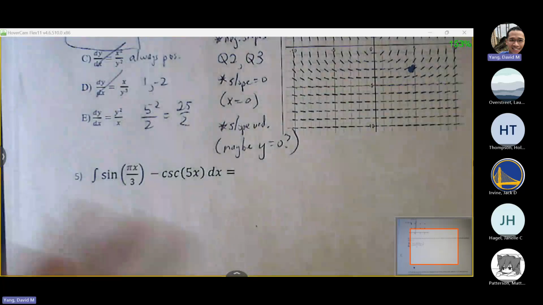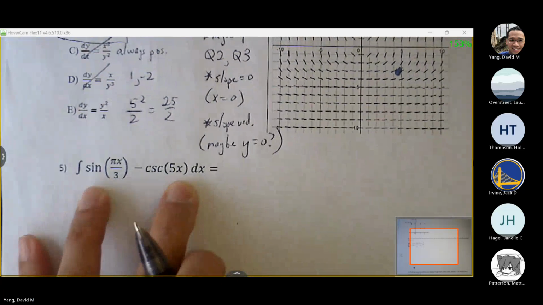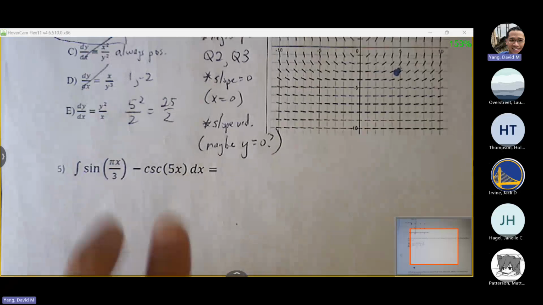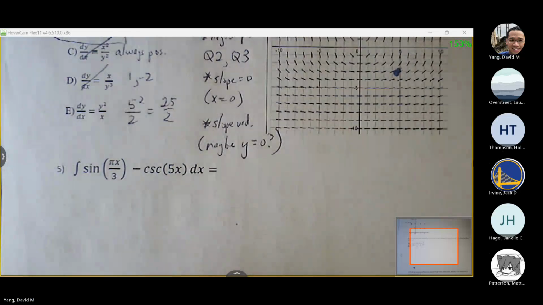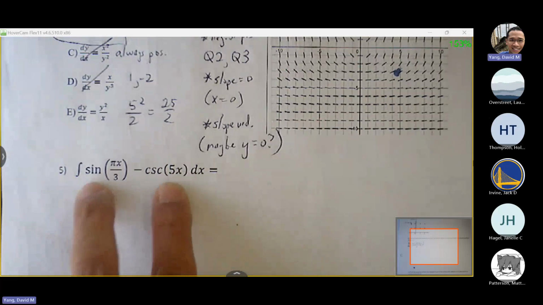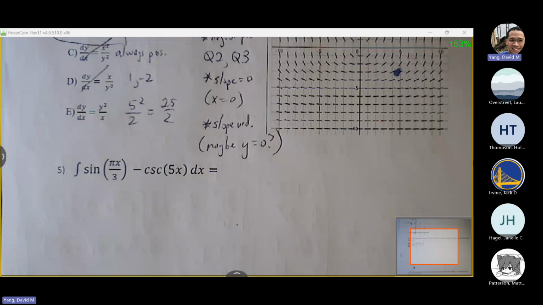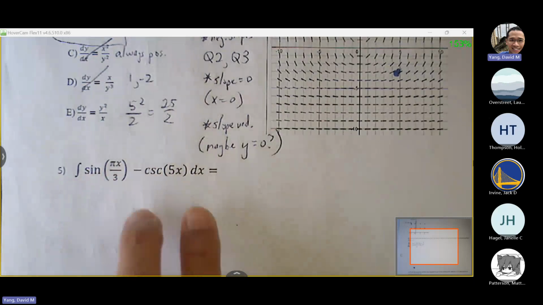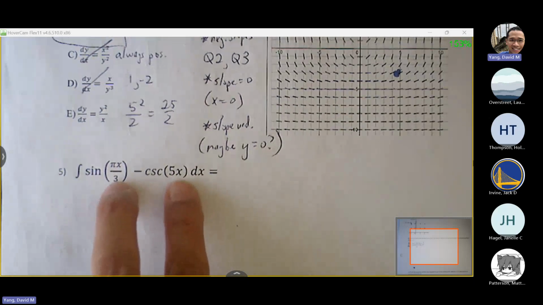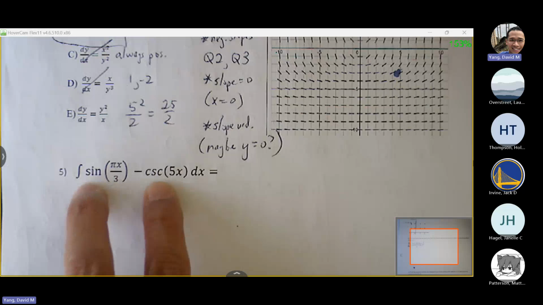All right, number 5. What's our strategy here? Are these independent of each other? Yes, that's a good sign. That means it's like solving 2 problems. We don't have to find a u value that connects with the other. We don't have to merge anything together. These are 2 completely separate problems, each with their own u value and each with their own integral rule, right?